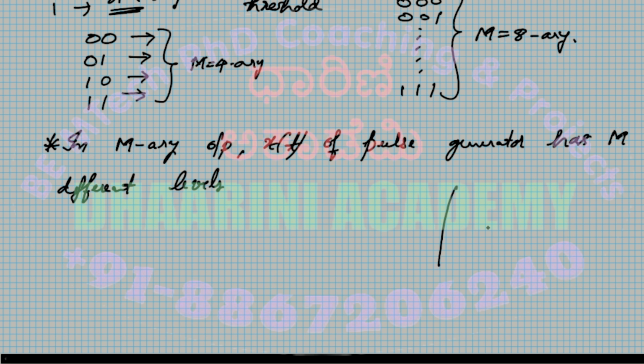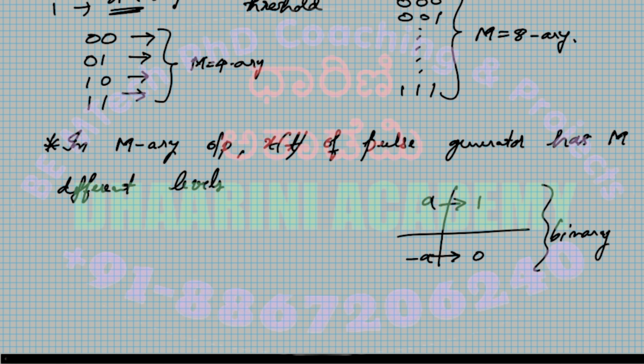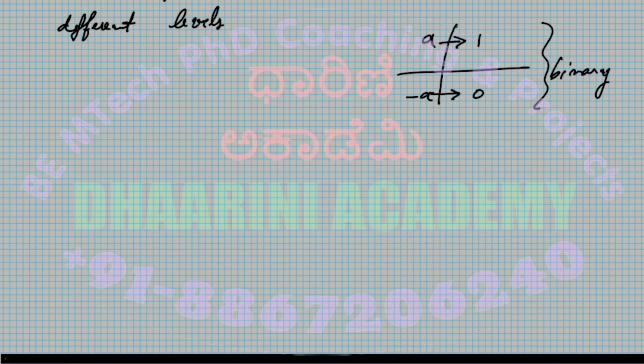Okay, now what are the different amplitudes? Because for 0 and 1, we took something like this. This is plus A, this is minus A. So you represent this as 0, this as 1, something like this. Correct? These were the levels used in the binary. But now I have M different cases. So you need to decide what are the various magnitudes or amplitude levels.